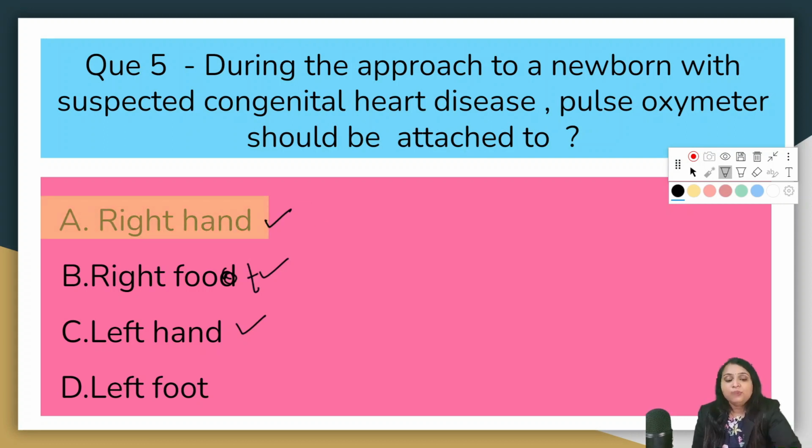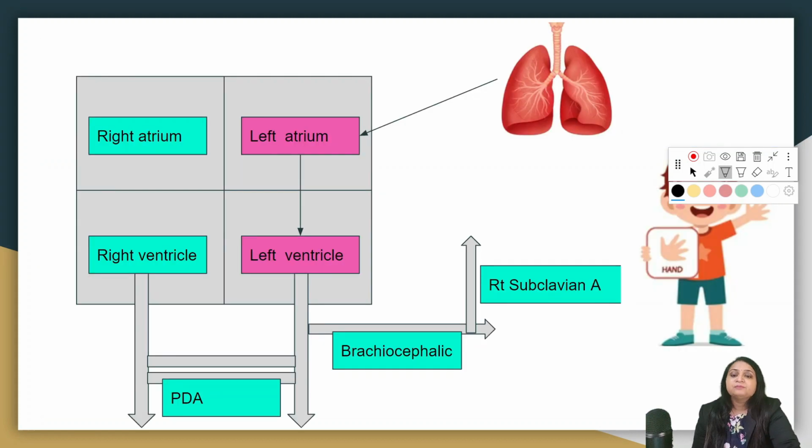Why do we need to use the right hand? Here is the explanation to this answer. If you see the 4-chamber view of the heart, this is the right atrium, this is the right ventricle, this is the left atrium and left ventricle. The left atrium receives the oxygenated blood from the lung by pulmonary veins. This will go to the left ventricle, and the left ventricle has the origin of the aorta. But in the aorta, there is a connection of the PDA, here there is a PDA.